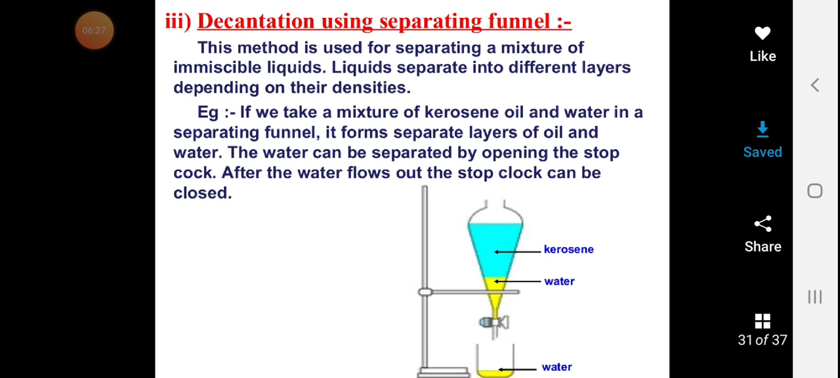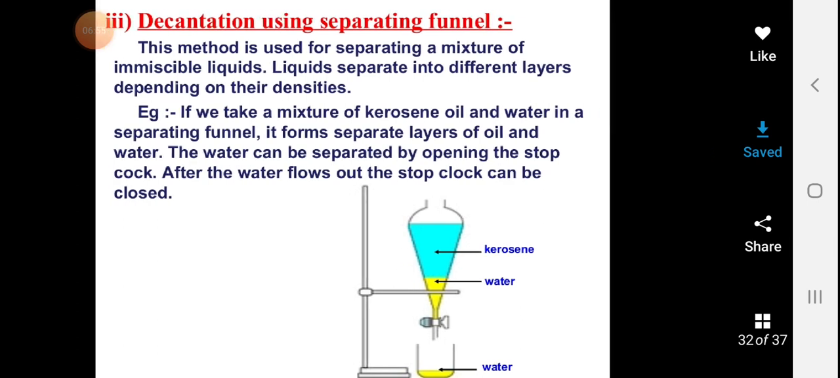You can see a tap-like structure. You can just open it. As and when the water is going to finish, we will close this cork, so that what we are left with in the separating funnel is nothing but the kerosene oil. After the water flows out, the stopcock can be closed. So this way I can separate kerosene as well as the water.